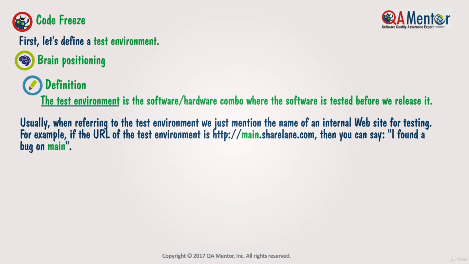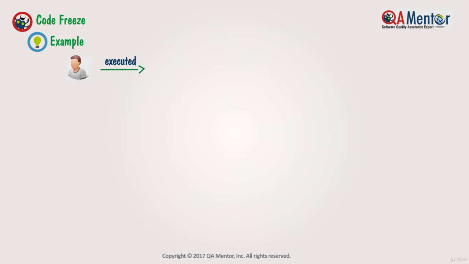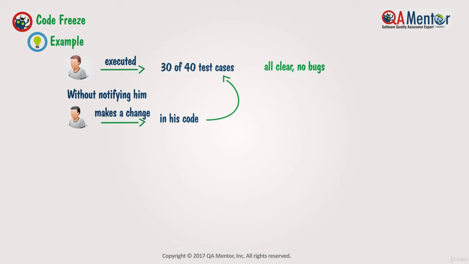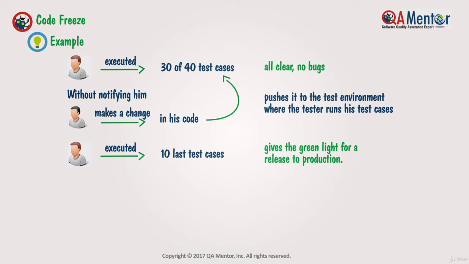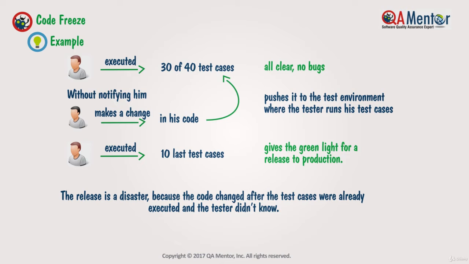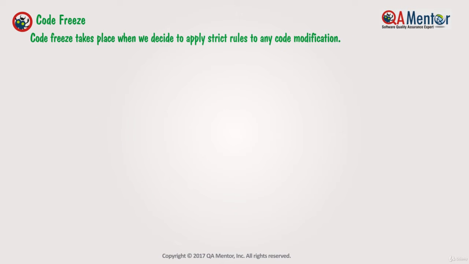Let's look at real-life situations that happen at software companies. Example, the tester has executed 30 of 40 test cases, all clear, no bugs. Without notifying him, the developer makes a change in his code and pushes it to the test environment where the tester runs his test cases. The tester executes the 10 last test cases and gives the green light for a release to production. The release is a disaster because the code changed after the test cases were already executed and the tester didn't know. Code freeze takes place when we decide to apply strict rules to any code modification.